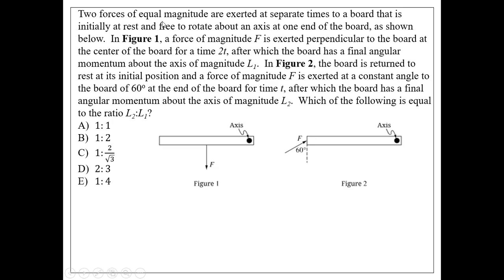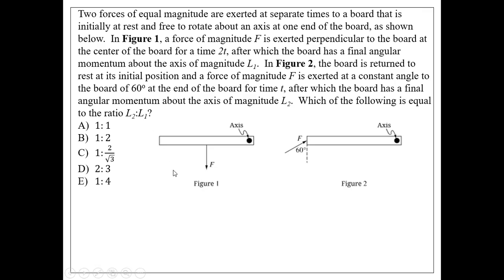Here you have two forces of equal magnitude that are exerted at separate times. It says the board is initially at rest and is free to rotate about the axis at the end. If you need to pause, read it. Essentially, you're given two figures, figure 1 and figure 2. In the first figure, the force is applied at the center of mass of the board. In the second figure, the force is applied at the very edge of the board at an angle. And you're asked to find the ratio of the final angular momentum of the second scenario to that of the first.